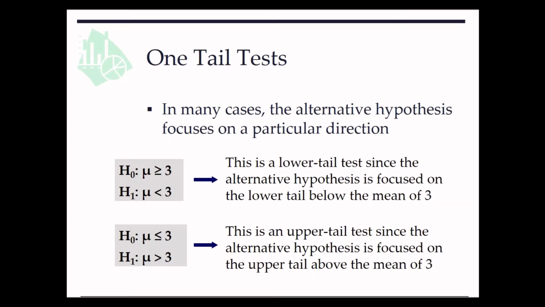In this video clip, we learn one-tail hypothesis tests. In many cases, the alternative hypothesis H1 focuses on one particular direction. For example, here we have H0: mu greater than or equal to 3 and H1: mu less than 3. This is a lower tail test, since the alternative hypothesis is focused on the lower tail below the mean of 3. Similarly, we may have an upper tail test.